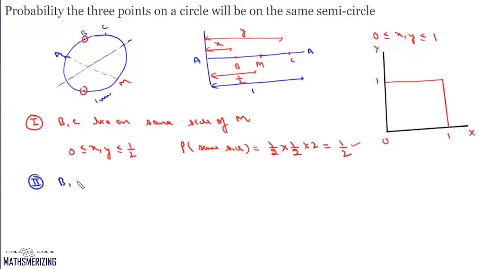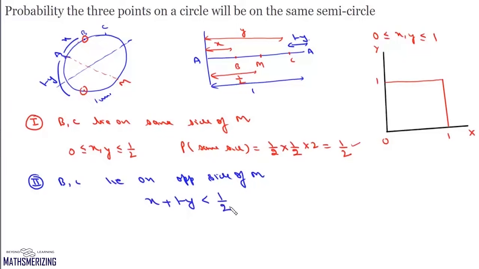So the second case is when B and C lie on opposite sides of M. Now this distance from A is X, and this distance of C from A in that case will be 1 minus Y. So this distance is X and this distance is 1 minus Y. Now they lie on the same semicircle if X plus 1 minus Y is less than 1 by 2, because it has to lie in the semicircle, and we are talking about the case when the value of X is less than Y. So we have this first case that Y minus X is greater than 1 by 2 when X is less than Y. So we'll mark this region.